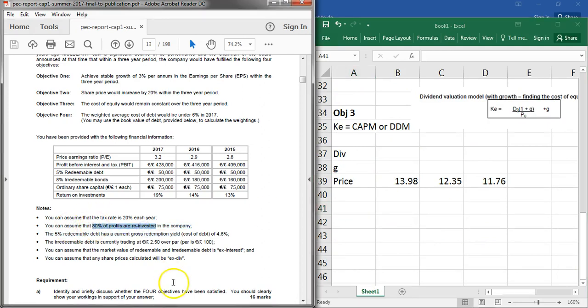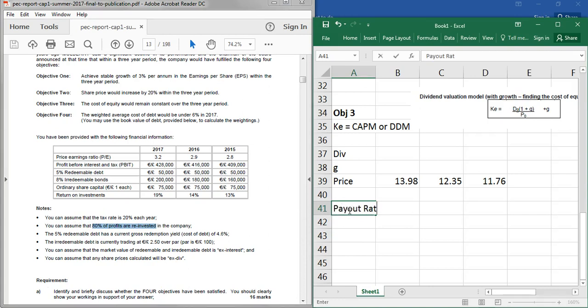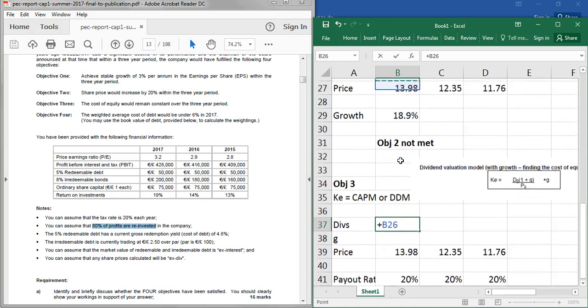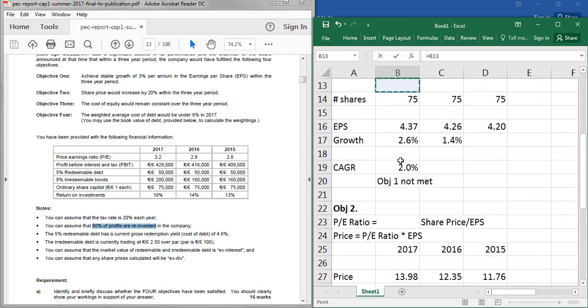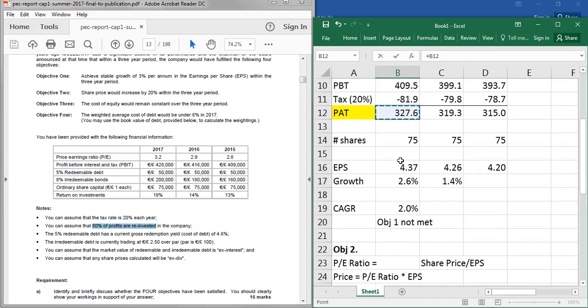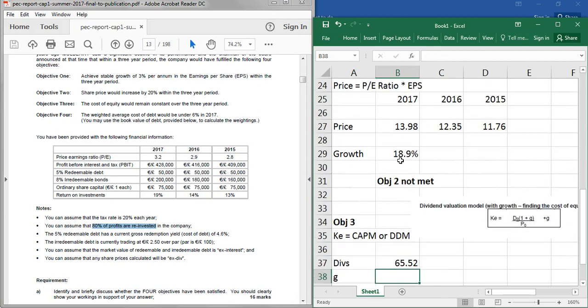So you reinvest 80%. That means the payout ratio is 20% each year. Because remember, what you retain in profits plus what you pay out must be 100%. So of the profits, 20% of them are going to be paid out. So the dividends, in this case, are going to be 20% of your profit after tax. So you see the way it grows each time. They are very tricky. So in this case, your profit after tax was 327.6 times 20%. So your dividend was 65.5.